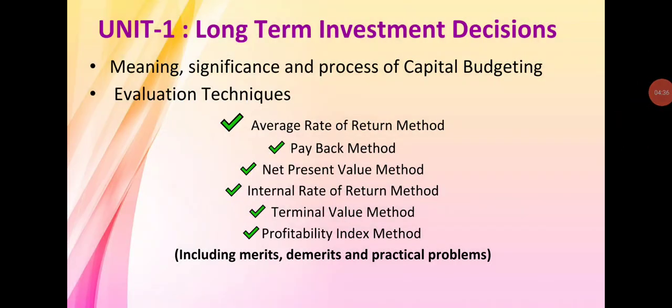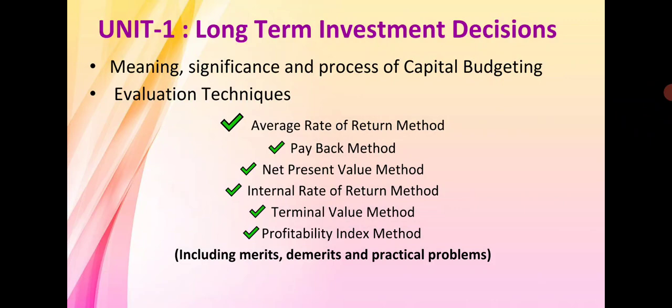So now, first and foremost, we are going to discuss the content of our different units. The first unit is long-term investment decision. In short, we can say that it is capital budgeting. In that we are going to study the introduction part, the meaning, significance, and process of capital budgeting. The next one is evaluation techniques. There are 6 different methods for capital budgeting.